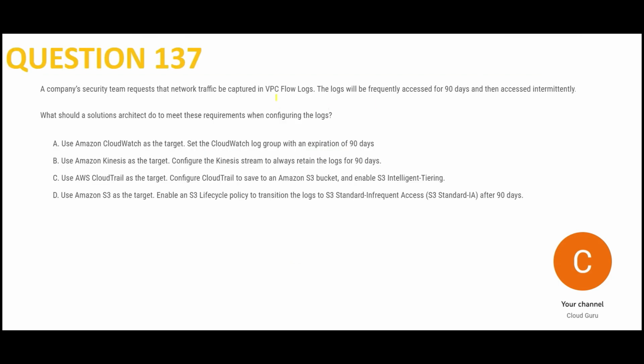This is a networking related question about VPC flow logs. They are saying that I will have a lot of logs, but I will only access them for 90 days, and then I may not access them frequently. I may still access them, but not frequently. Now you, as an architect, have to configure these logs. So out of these four options, how would you do that?